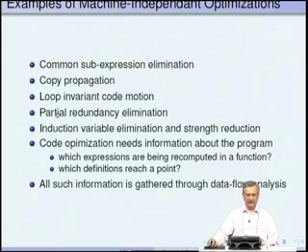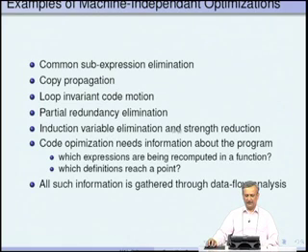Here are some examples of machine independent optimizations. Some of them I already mentioned. For example, common sub expression elimination: the same expression need not be evaluated again and again. Copy propagation: I do not have several variables carrying the same value, so I do not have to keep all of them, I can just use one of them. Loop invariant code motion: if there is code inside a loop which is not altered inside, then that code can be moved outside the loop. Partial redundancy elimination is a bit complex to explain, but it is one of the most useful optimizations, and we will be looking at it in detail in one of the later lectures.